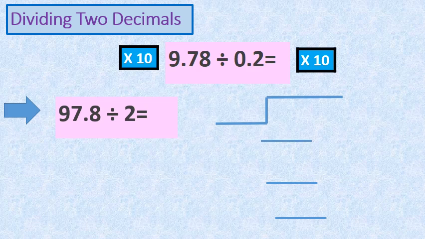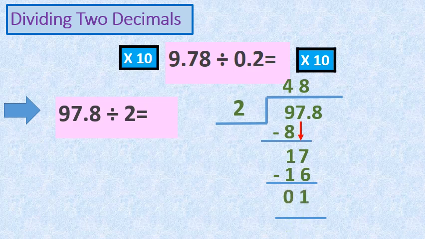Let's start dividing. Here is the 2, here is 97.8. 2 times what gives me 9, or a number closer to 9? 2 times 4, it's 8. 9 minus 8, it's 1. Now the 7 comes down. 2 times what gives me 17, or a number closer to 17? 2 times 8 gives me 16. 17 minus 16, it's 1.